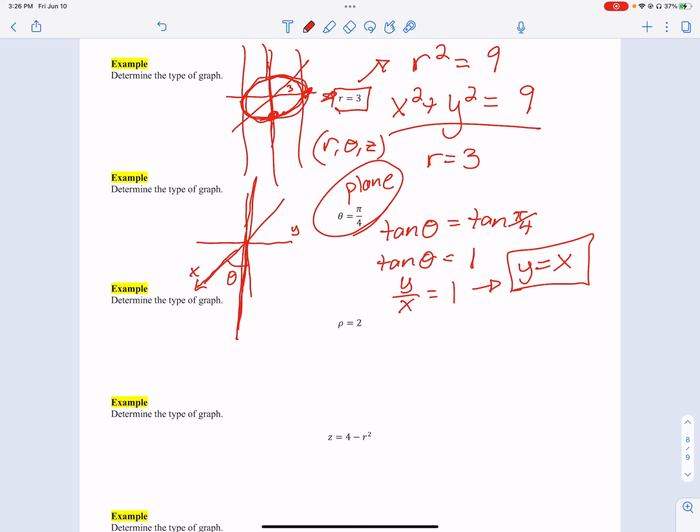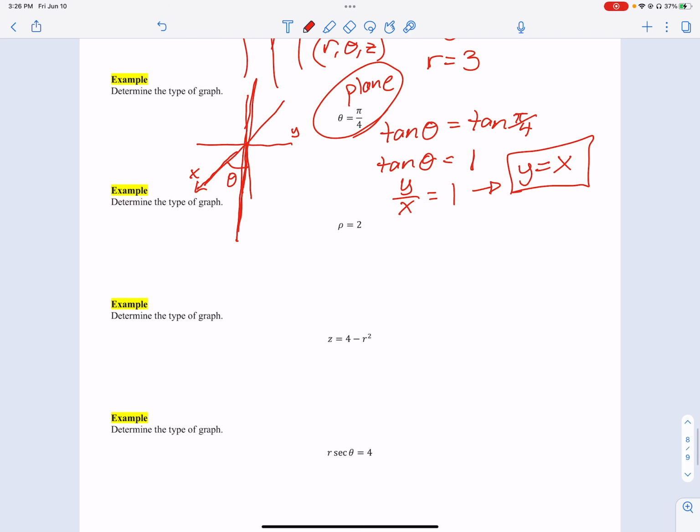The next one, we have rho is 2. How I like to think about it is to go ahead and square rho. Squaring rho, we get rho squared is 4. Well, I know rho squared is x squared plus y squared plus z squared. So anytime I see rho, that's what I'm trying to go for. This is a sphere where the radius is 2.